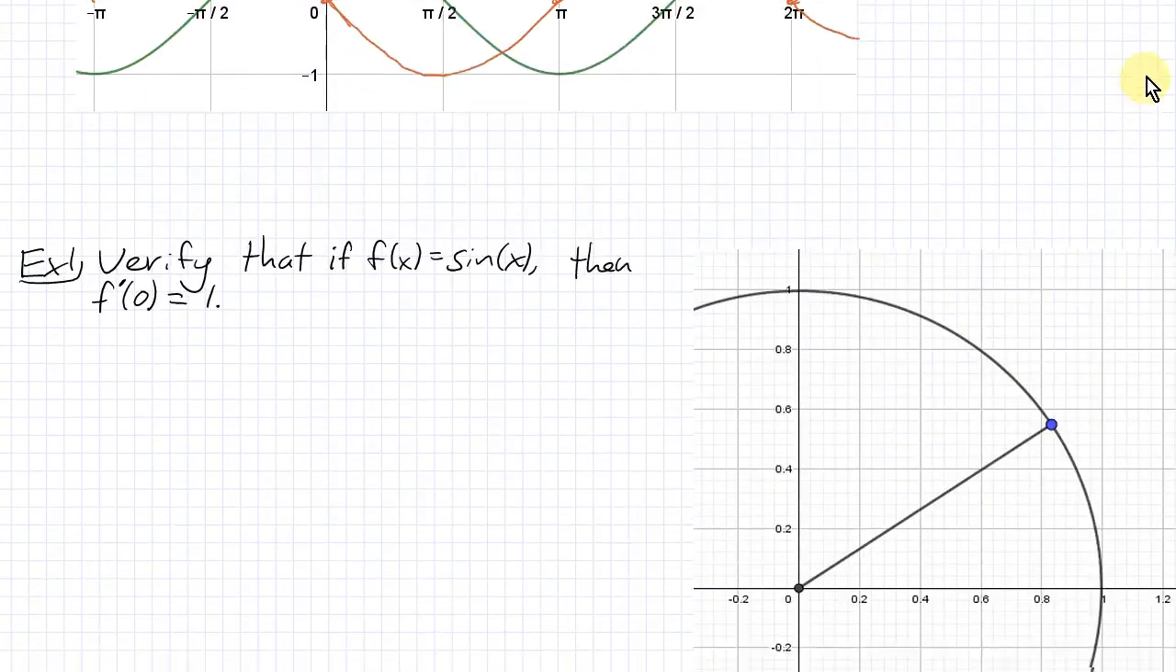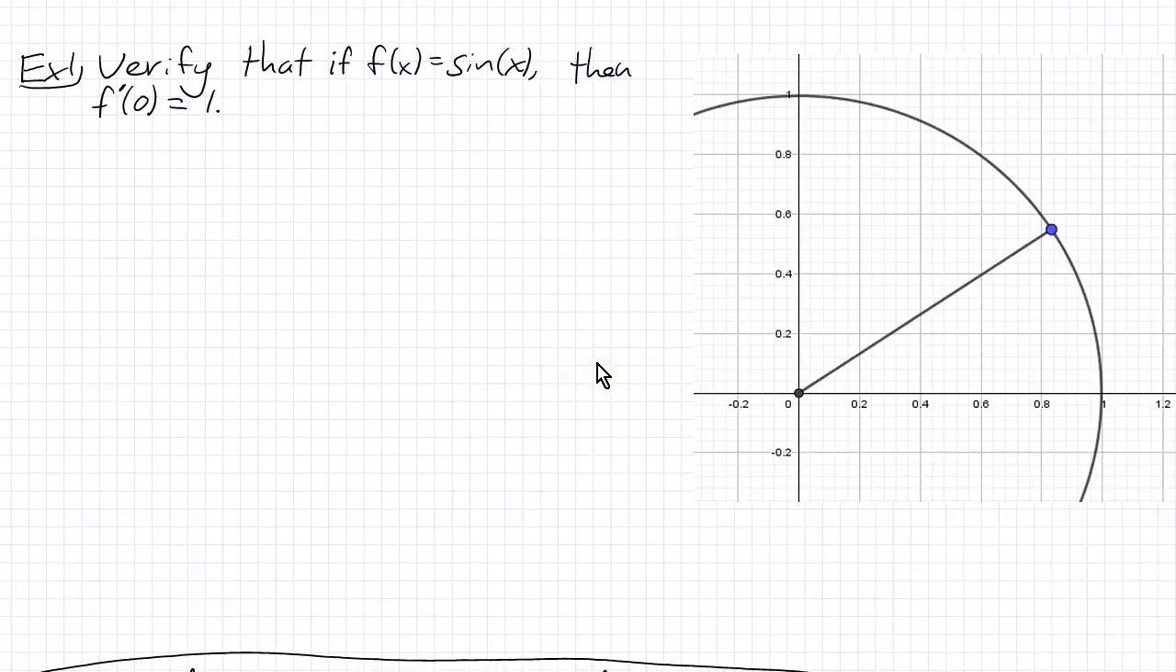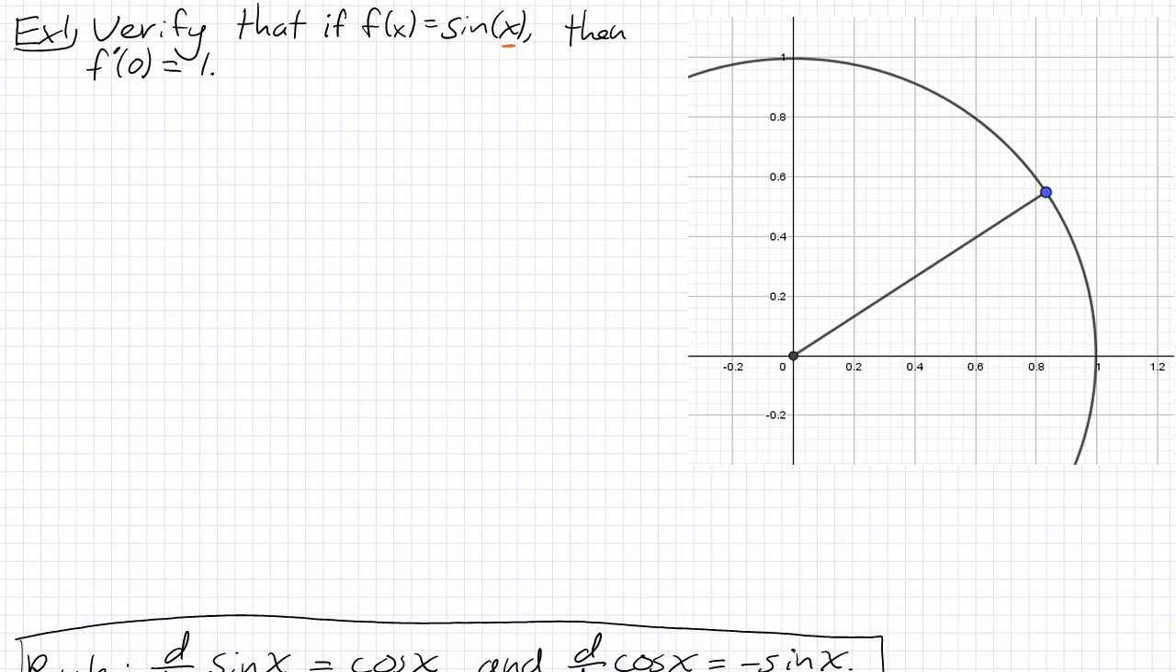Let's try to prove that if f of x is the sine of x function, then f prime of 0 is equal to 1. First of all, remember that we're always using radians in this class. So this sine of x function expects x to be in radians, and if it's in degrees, a lot of things we do won't make sense. Wherever you see sine and cosine, just assume you're measuring your angles in radians. So let's use the definition of the derivative to prove this fact.